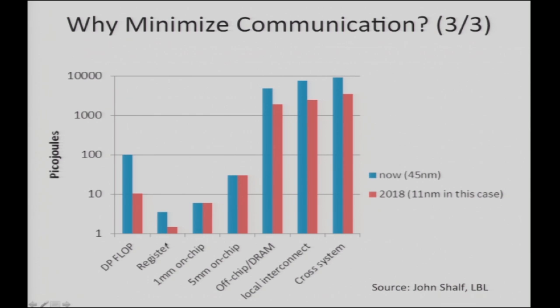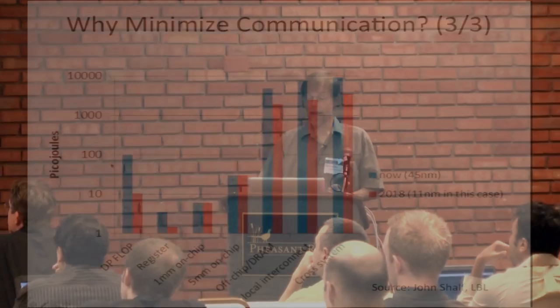Blue is today's technology, red is 5 years from now technology. And so you can see that the difference is 1.5 orders of magnitude in energy between a flop and moving data off chip. And there's the on chip and the off chip. And if we go 5 years out, it's 2.5 orders of magnitude. So again, whether it's the battery in your cell phone that you don't want to die, or the $1 million per megawatt per year it takes to run a supercomputer center, you want to minimize communication to save energy.